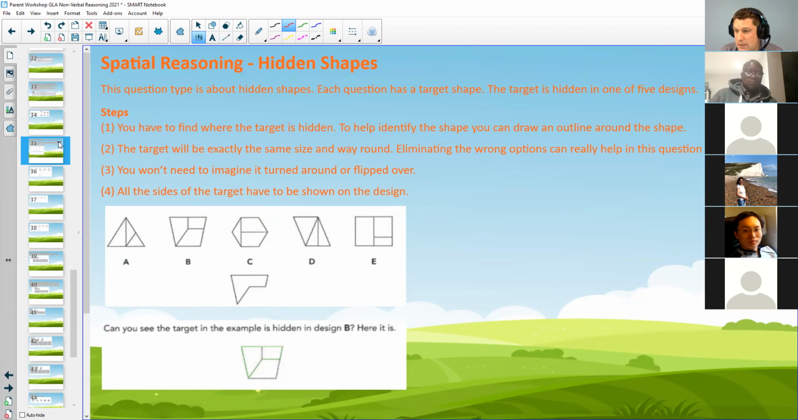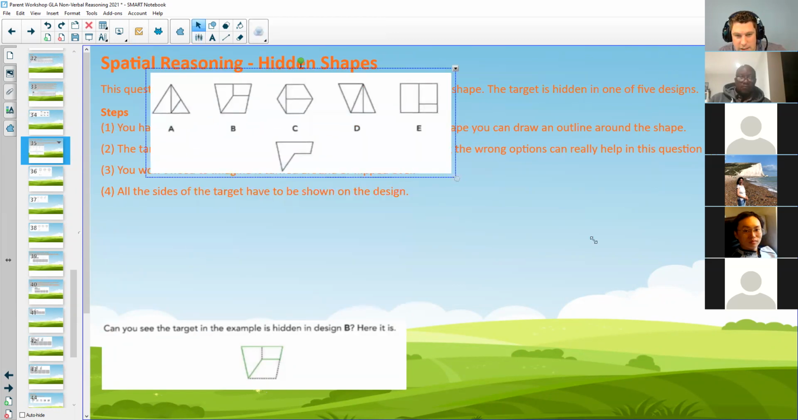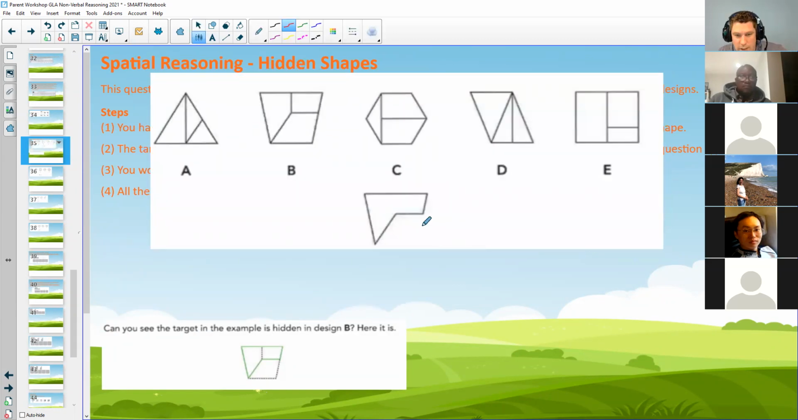I always talk to the kids about being detectives. You're a detective and you've got to try and find out where that shape is. Are you a good enough detective to hunt that shape down? So we talk about a target shape being hidden. And again, if I just show you on the slides, if I make this slightly bigger for you, this is what we call our target shape. Here it is. And then we're given 5 designs, and this shape is hidden in one of those designs.